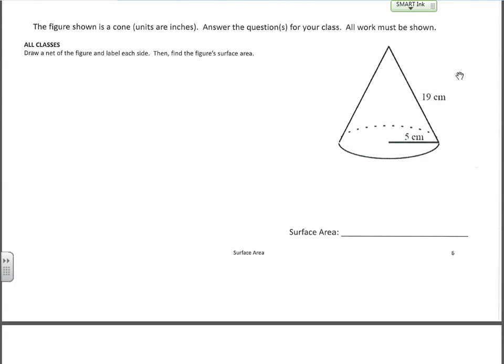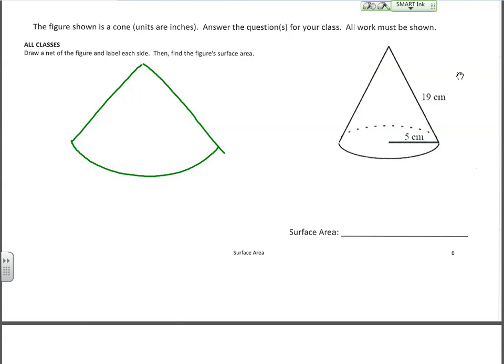Surface area of a cone. A cone's an interesting shape. It's got that circular base, and then the part that wraps around to make the cone. What shape is that when you lay it flat? Well, if you watched the algebra video, you already kind of know what it looks like. It's a triangle, but instead of a flat bottom side, it's got the curve here.